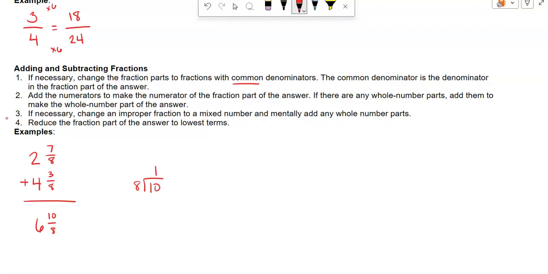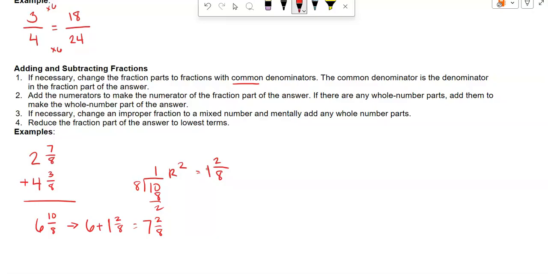8 can go into 10 one time. That's going to give me a remainder of 2. And as a reminder, our whole number is going to be the quotient, which is 1. Our numerator is going to be the remainder, which was 2. And then the denominator stays the same. And so this 6 10/8 is the same thing as 6 plus 1 2/8. So now if we add this together, 6 plus 1 2/8 is simply 7 2/8.